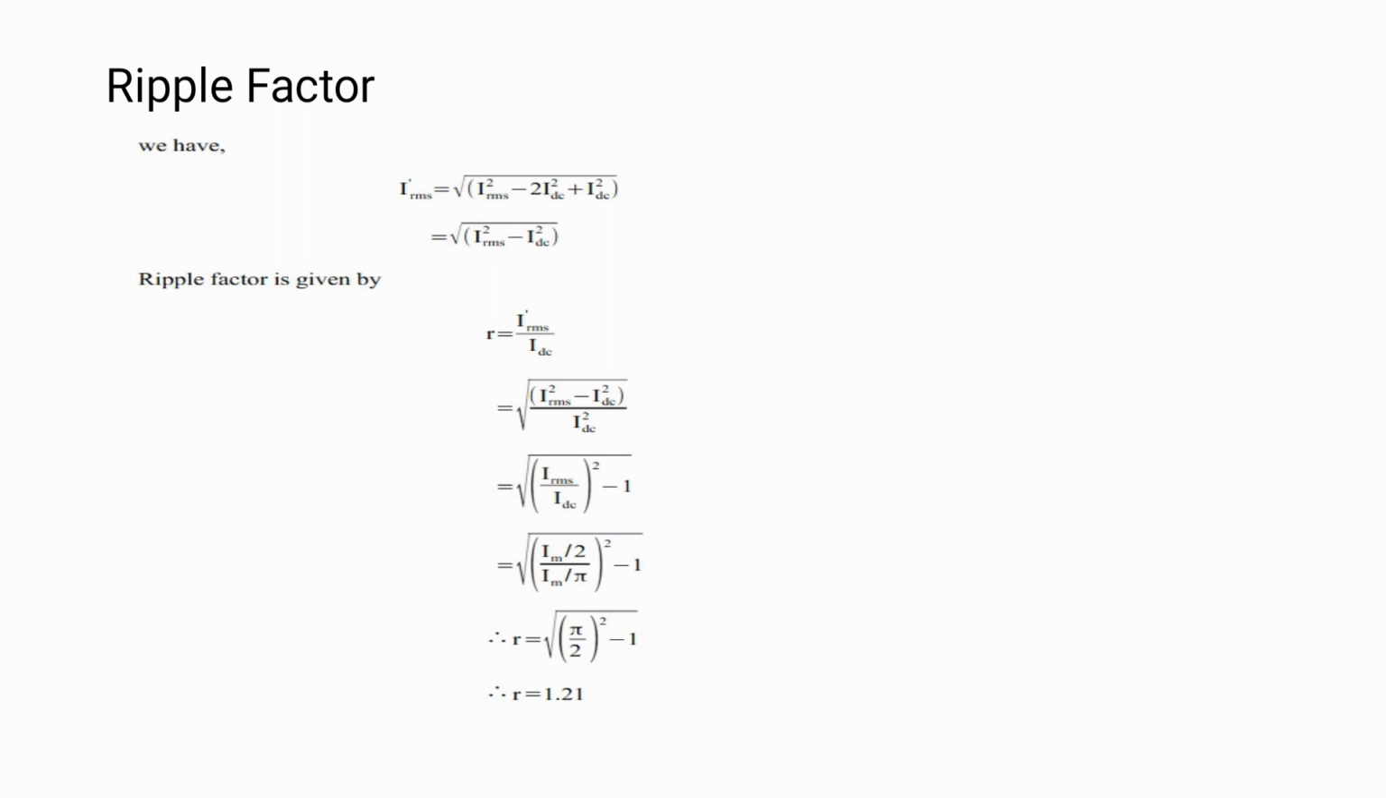So by calculating this, we have r equal to 1.21. This shows that the RMS value of the ripple component exceeds the DC component at the output of the half wave rectifier. Thus, the half wave rectifier is a relatively poor device for converting AC to DC. So these are some analysis of the half wave rectifier. Okay, thank you.